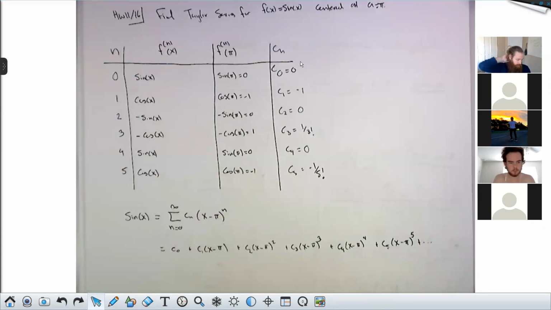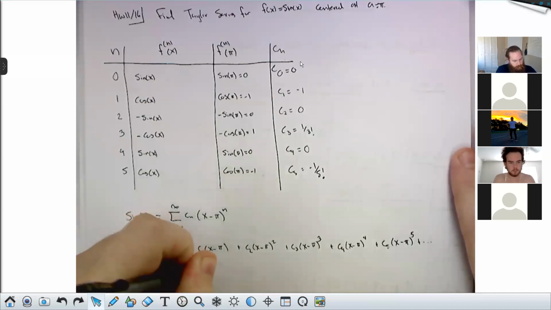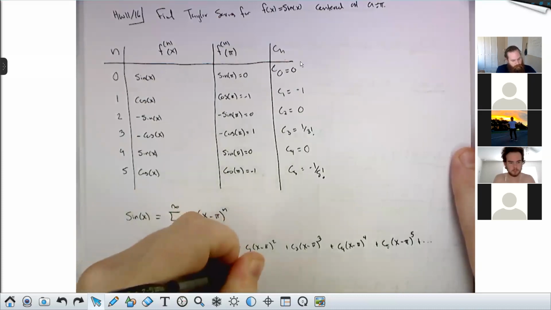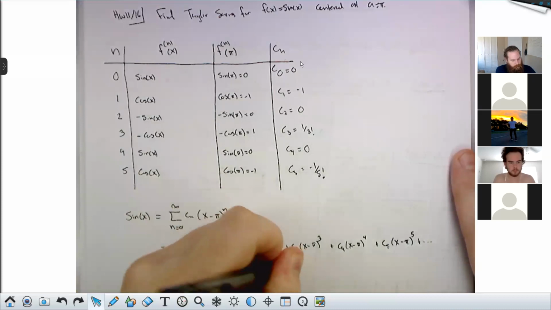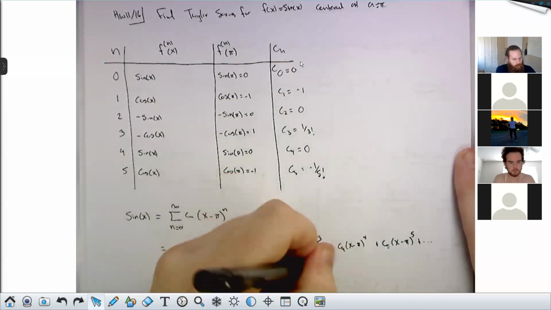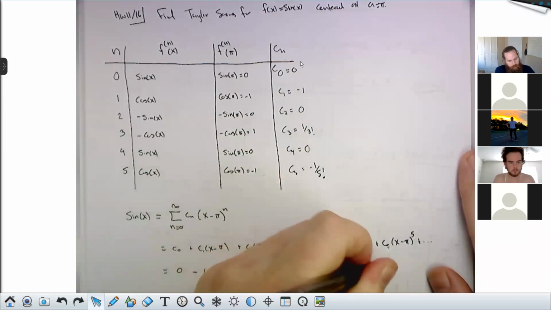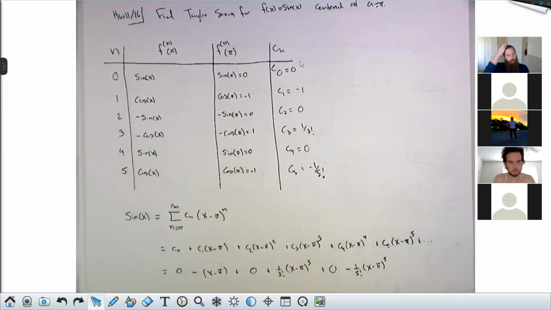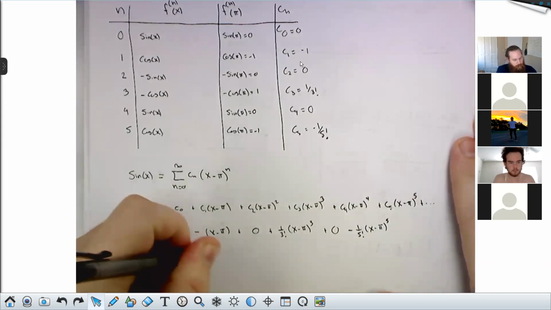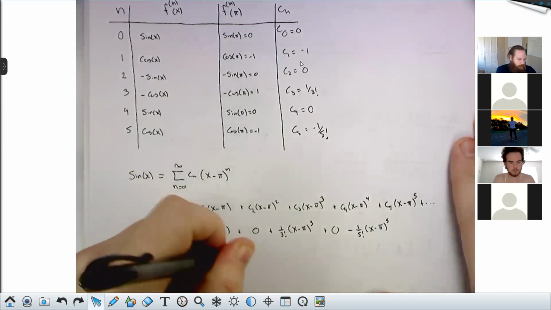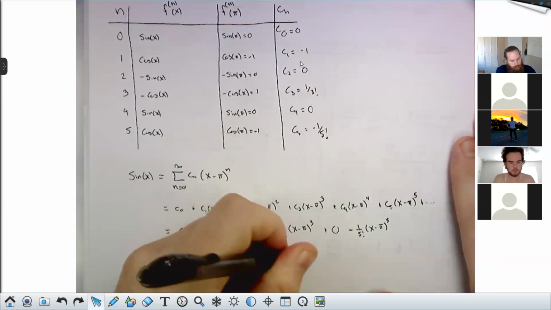And now we plug in for these C's. C0 was 0. C1 was negative 1, so this is minus (x minus pi), plus C2 was 0. C3 was plus 1 over 3 factorial, so that's plus 1 over 3 factorial times (x minus pi) cubed. Plus C4 was 0. C5 was negative 1 over 5 factorial, so that's negative 1 over 5 factorial times (x minus pi) to the 5. And if we don't write the zeros, then this is negative (x minus pi) plus 1 over 3 factorial times (x minus pi) cubed minus 1 over 5 factorial times (x minus pi) to the 5.